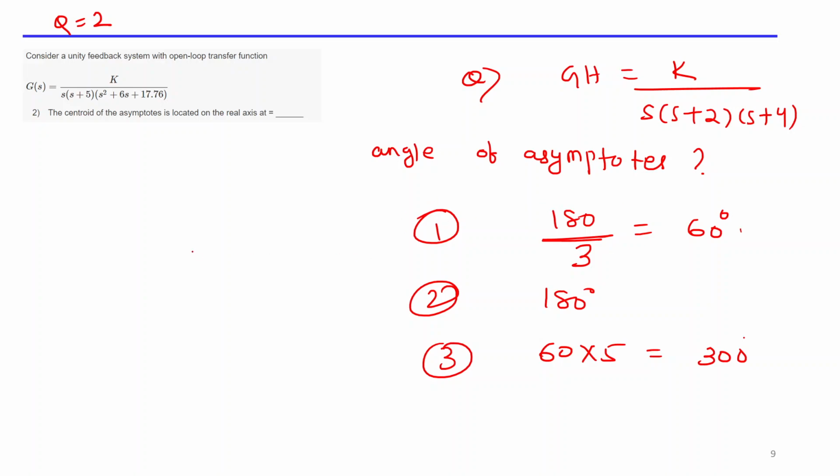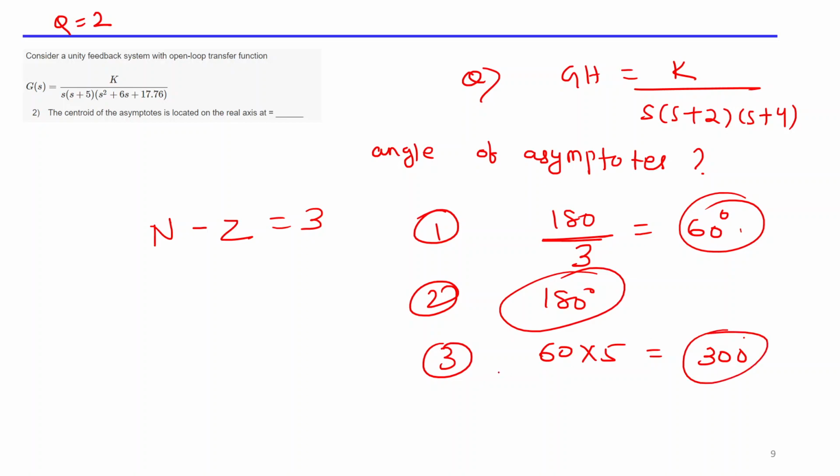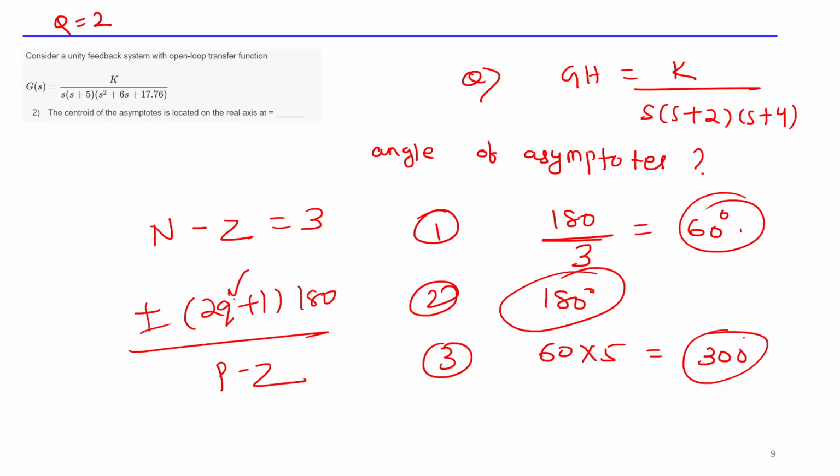Because the number of asymptotes is the number of poles minus zeros, which is 3, there are 3 asymptotes and the angles of asymptotes are 60, 180 and 300. If you also put in the formula 2k plus 1 times 180 divided by p minus z, and put k equal to 0, then 1, then 2, you will get this.